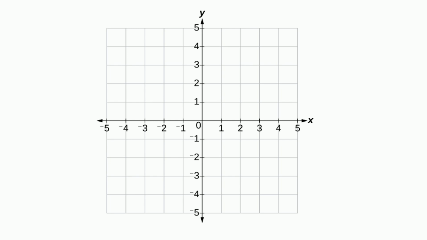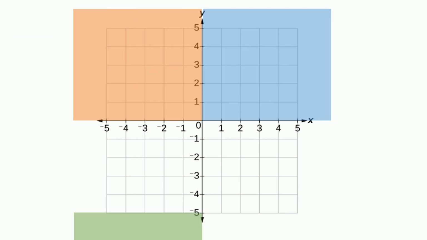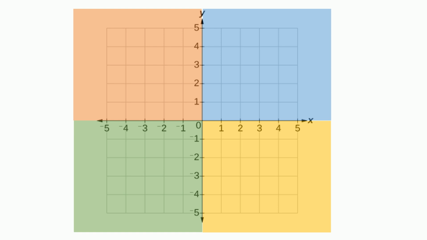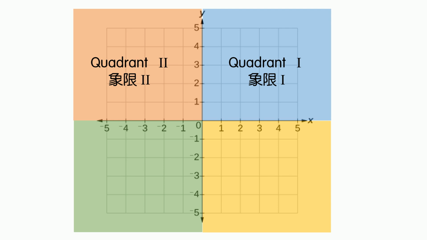Now, go back to this plane. The two axes divide the whole rectangular coordinates plane into 4 parts. These 4 parts have special names. The blue region, we will call it Quadrant 1. The next ones are Quadrant 2, Quadrant 3, and Quadrant 4.